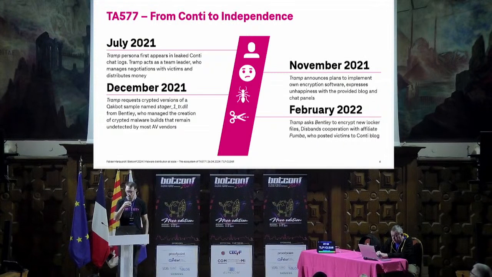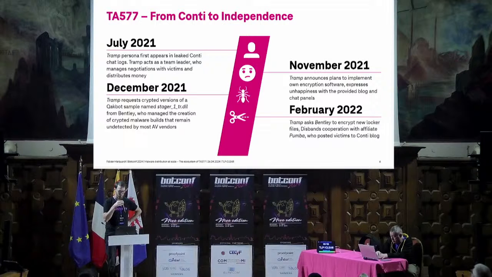But also, we could see already in November 2021 in these leaked chat logs that he was kind of unhappy with the way things went, with the infrastructure, with the software that they used, and he expressed the desire to create basically his own ransomware program, to create his own software. And we will see where this is going in the next slides.